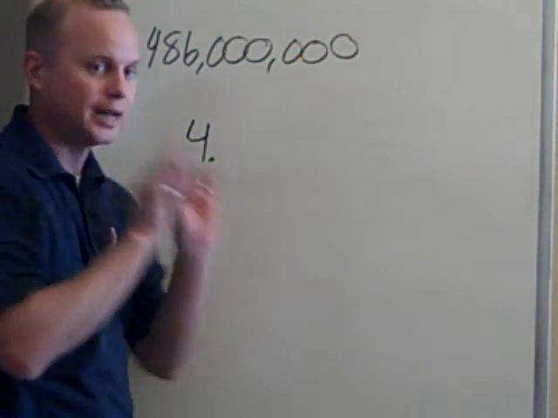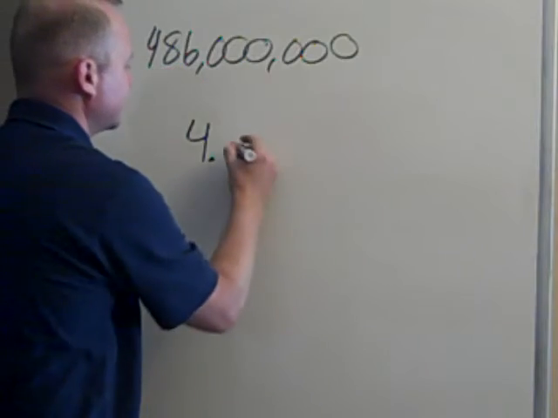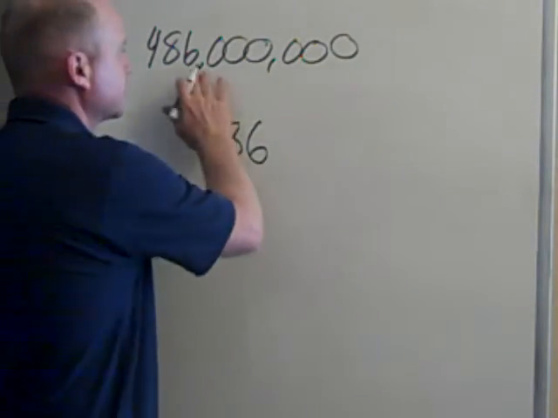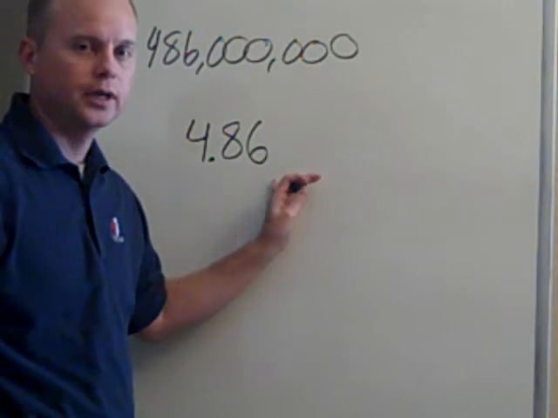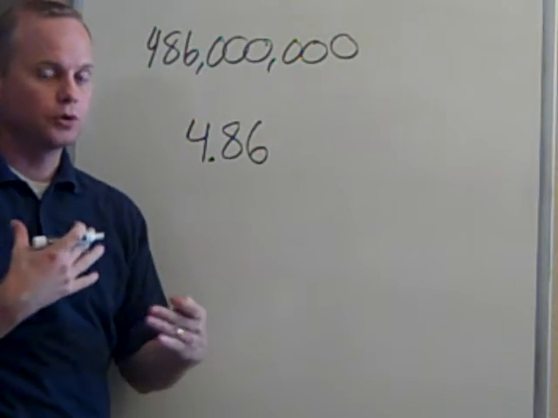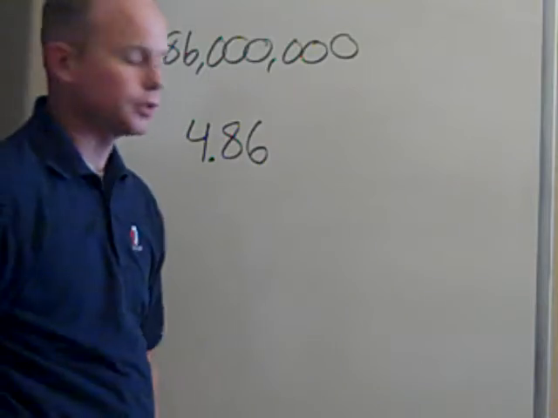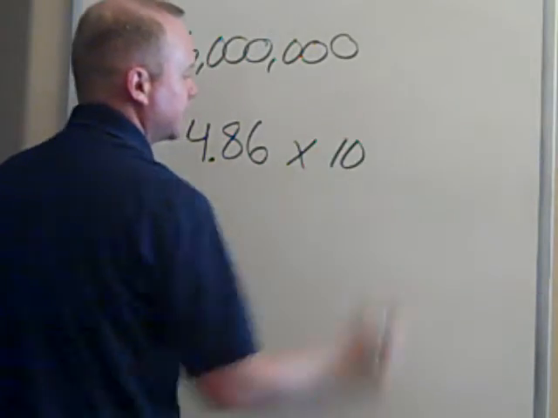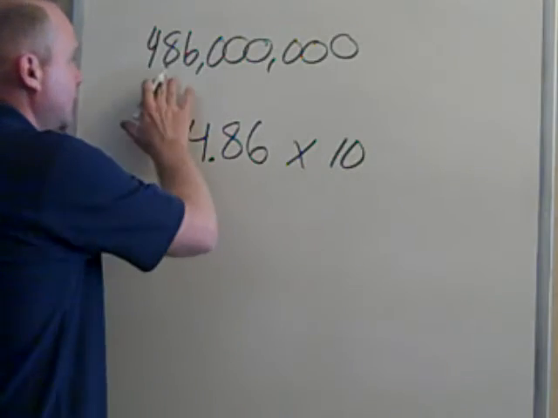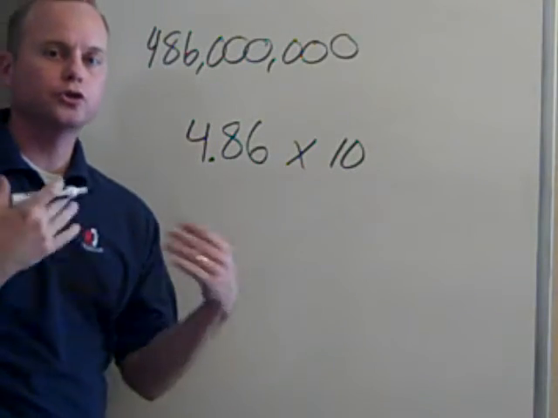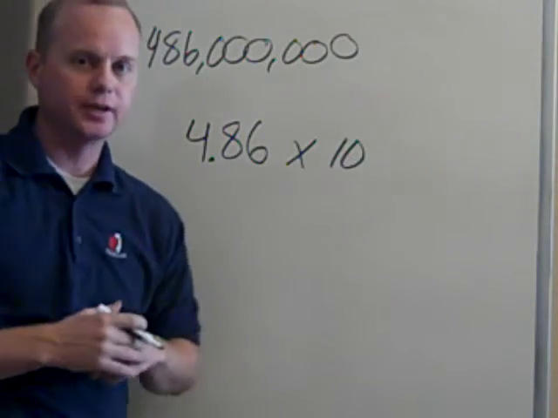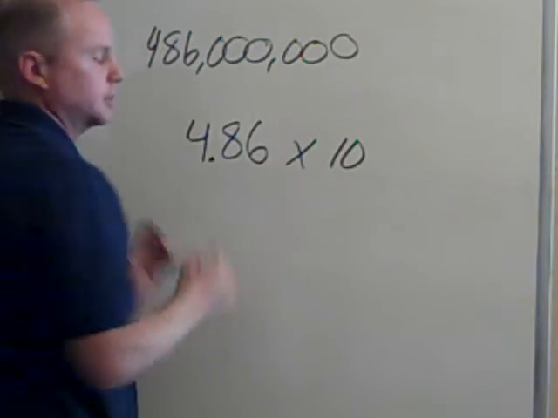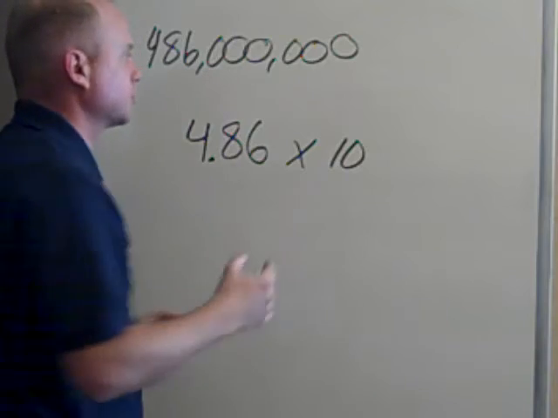So 4 point, and I put my decimal right there, and then I write the rest of the numbers all the way until I hit nothing but zeros. Everything else here is 0, so I stop. The object of scientific notation is to get rid of having to write all these zeros all the time. So I'm writing this 4.86 times, and we always do it times 10. Now, on this one, if the number is larger than 1, it's going to be a positive exponent. This one is larger than 1 because it's 486 million. That's a lot larger than 1.